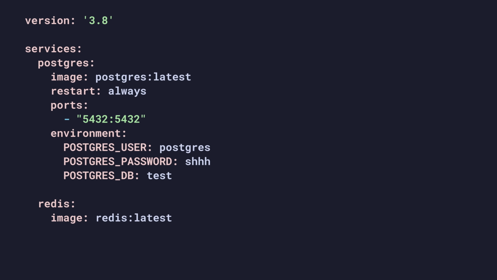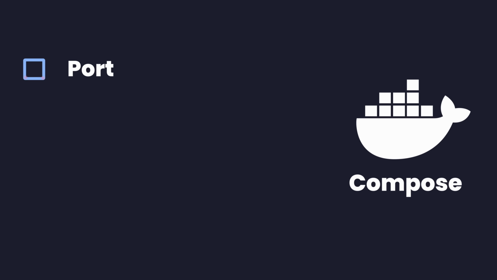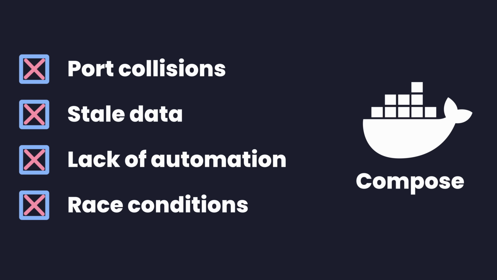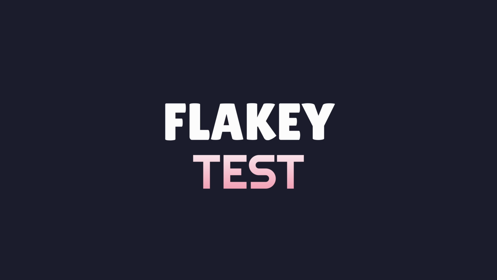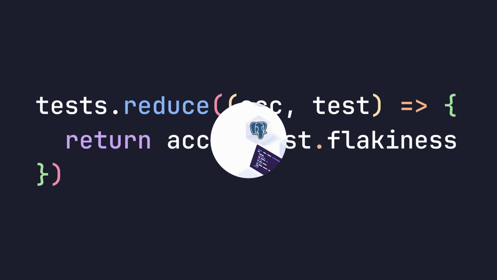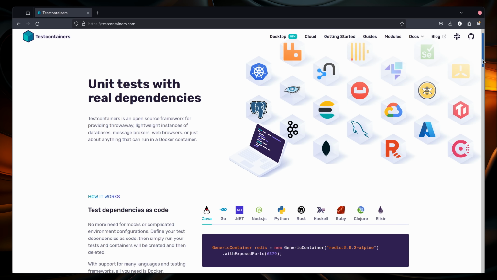One common approach is to use Docker Compose. However, this can come with its own problems, such as port collisions, stale data, a lack of automation, and race conditions, all of these causing what's known as the dreaded flaky test. Instead, I prefer to use another approach, one that can significantly reduce the flakiness of your testing code. This is the Testcontainers package, which has forever improved the way I test my code.